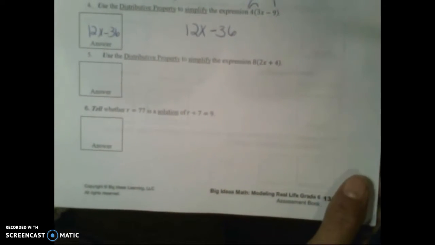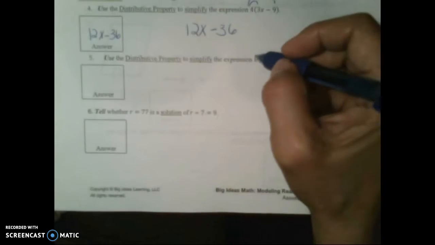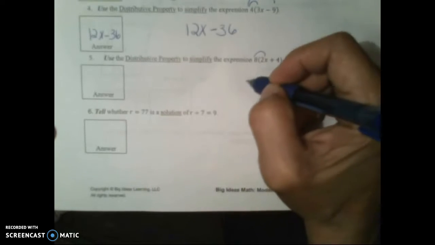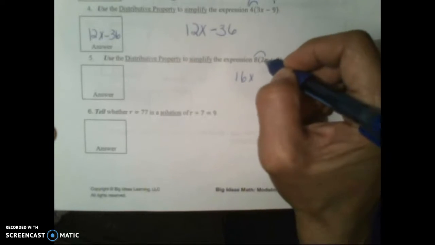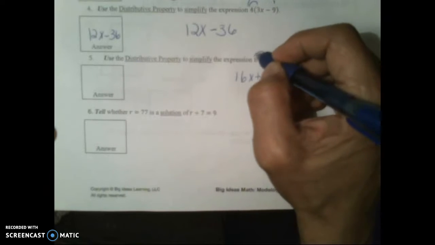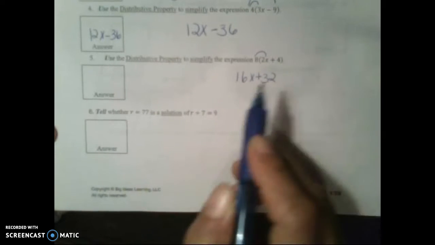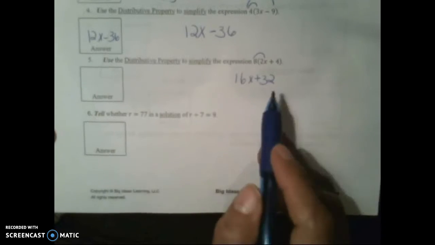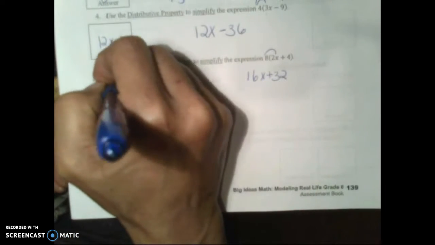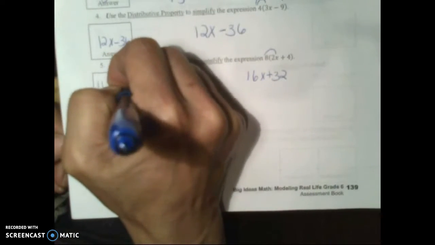Same problem here, number 5, use the distributive property. So I'm going to multiply 8 times 2x, which gives me 16x. I have my plus sign. This is positive, this is positive. 8 times 4 is 32. Again, looking at it, they are not the same family. I cannot combine anything. So my final answer would be 16x plus 32.